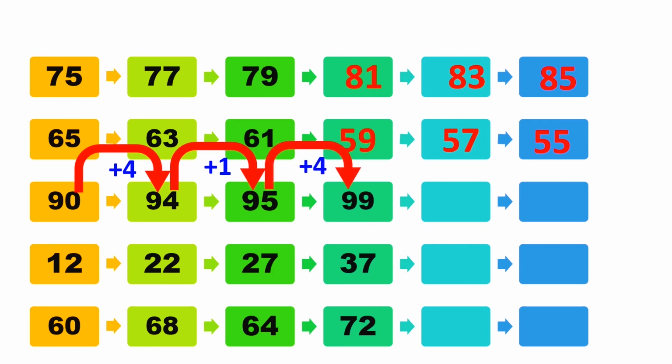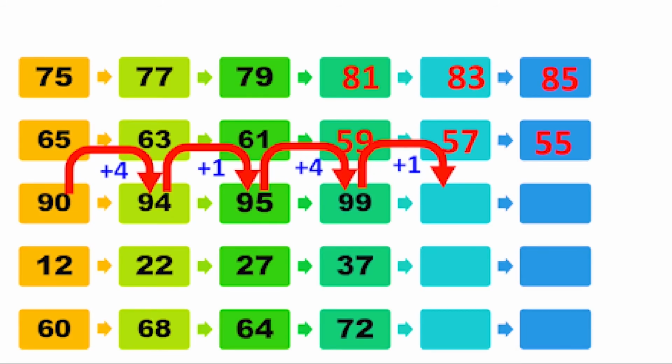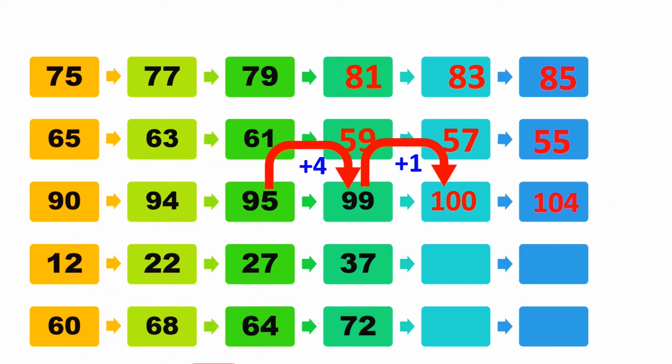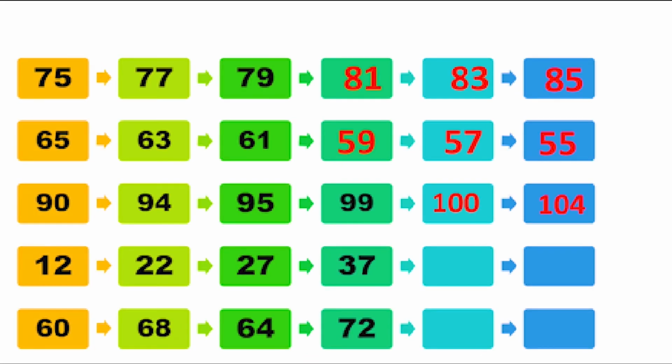In the next time, what should I do? +4, +1, +4, so what should I do? I will write +1. So 99 + 1 equals 100. Excellent. 99, 100. 100 + 4, 104. So make sure that in these kinds of problems, the rule is not constant. It's all the time changing.